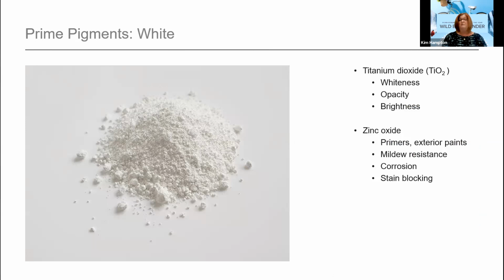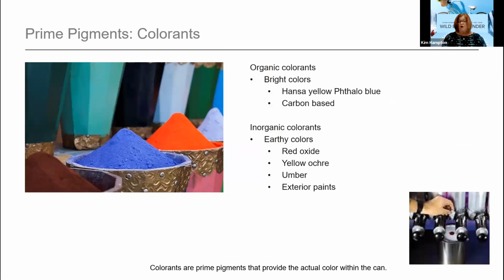It has the property of being mildew resistant and corrosion resistant, and it's also stain blocking. So prime pigments contribute to both wet and dry hide in paint. Titanium dioxide is the most commonly used and costly prime pigment, and contributes to whiteness, opacity, hide, and brightness. Zinc oxide is used primarily in primers and exterior paints. It's mildew resistant, like I mentioned, and can help prevent corrosion and block stains.